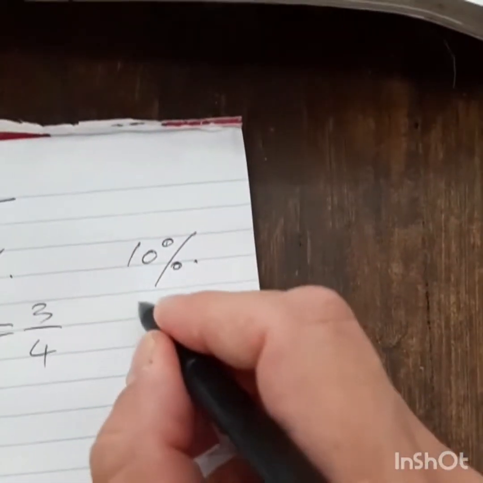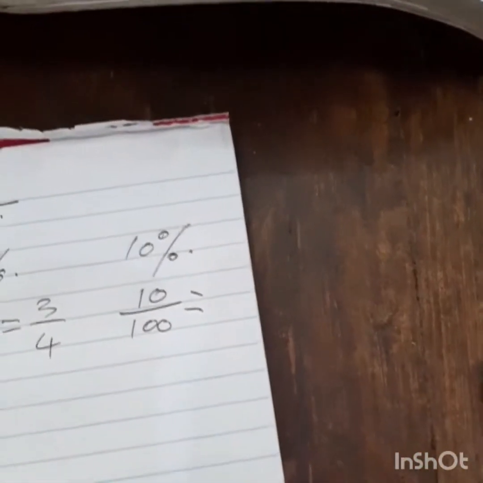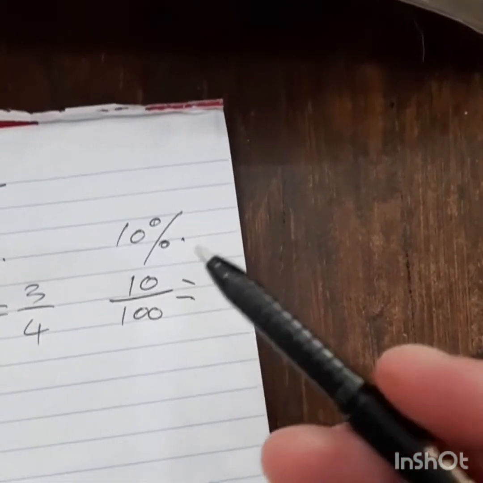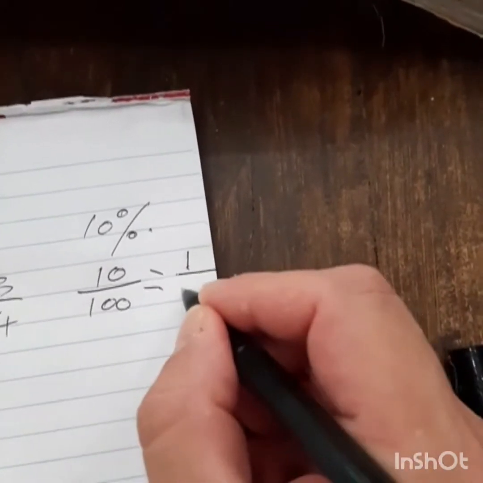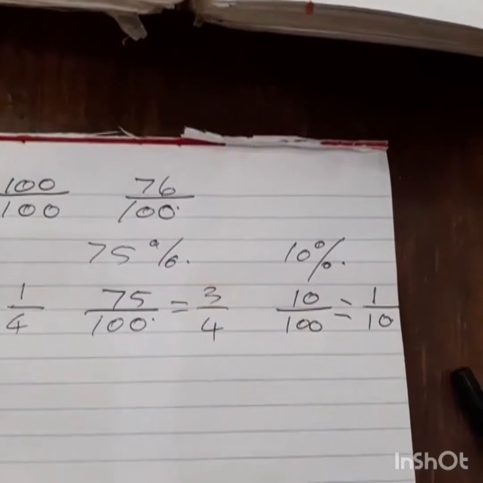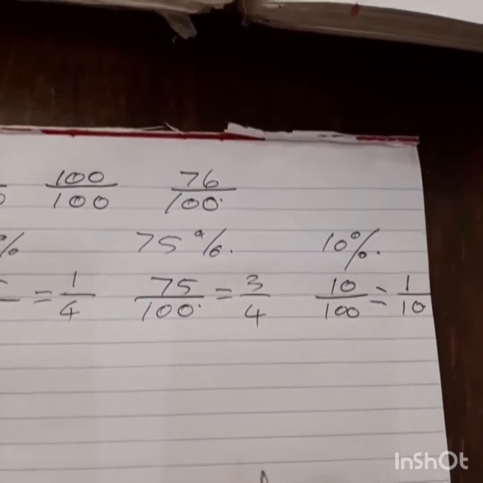Let's have a look at 10%. It'll be 10 over 100. What's the biggest number that can go into both of those? Well, it will be 10, of course. 10 goes into 10 once and goes into 100 10 times. So that's how simple it is to take a percentage and make it into a fraction.